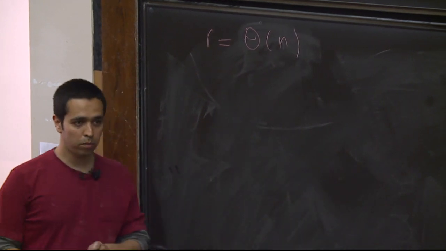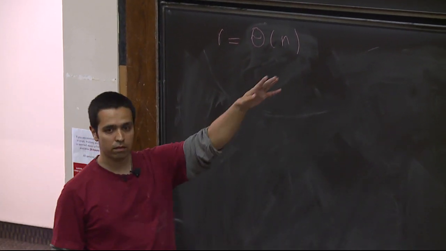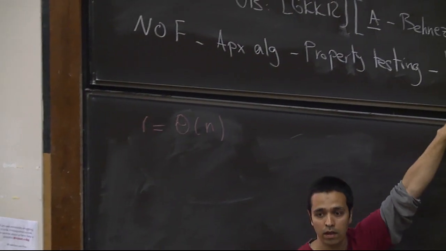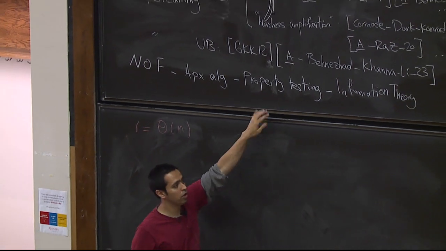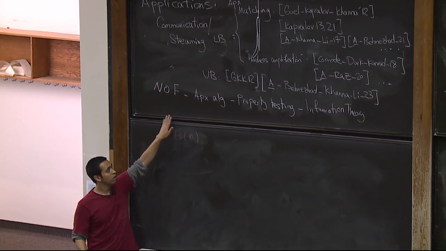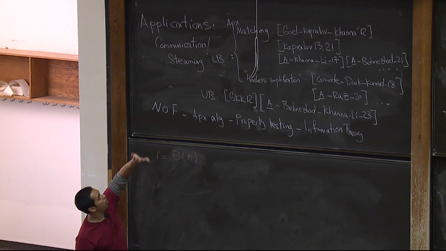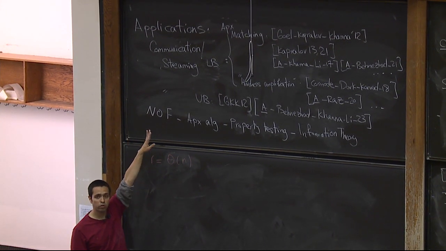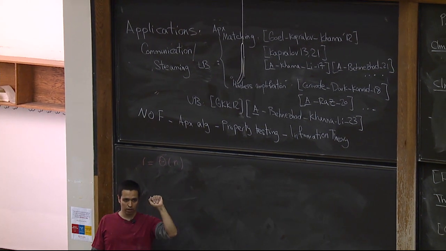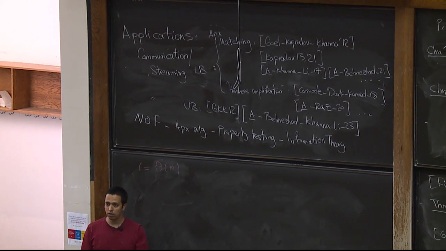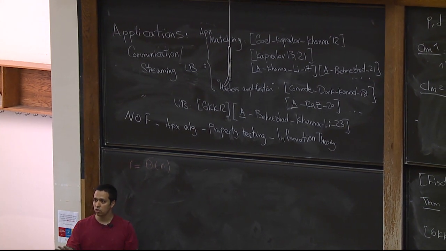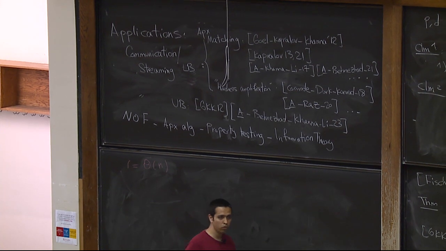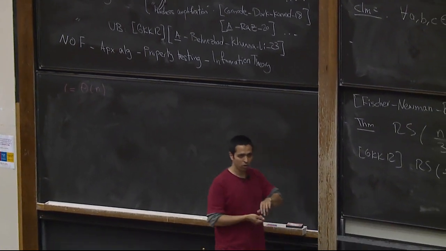Okay, the other cases also have tons of applications. Most of these things that I've written actually involve R being much smaller. But for the top set of results, for the most part, they either need R to be theta n, or the most interesting regime for them is R equal theta n.